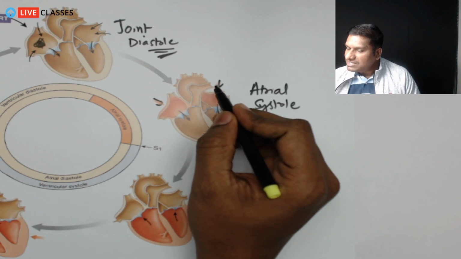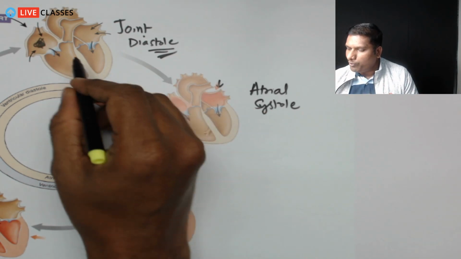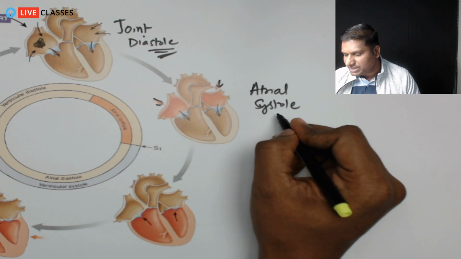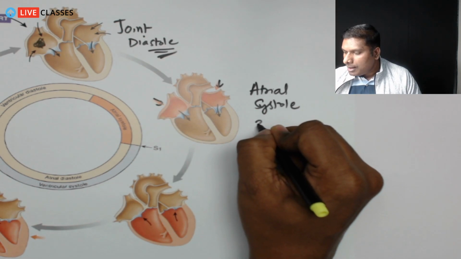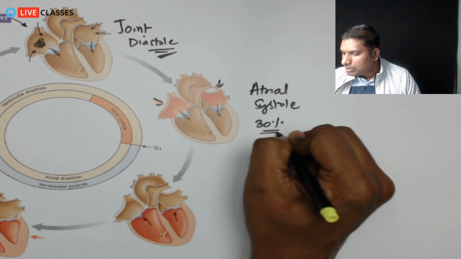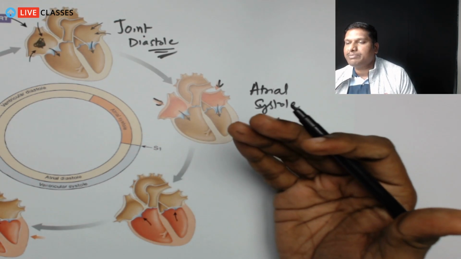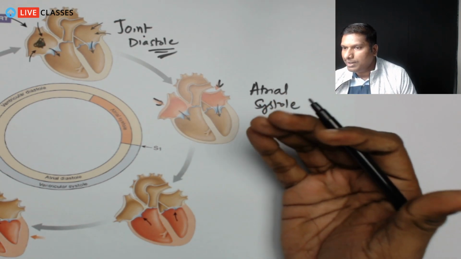Okay, as such the blood will flow into the ventricles because the valves are already open. However, because of the atrial contraction, which is nothing but atrial systole, the blood flow increases to almost 30%. The flow of the blood to the ventricles will increase by 30%.